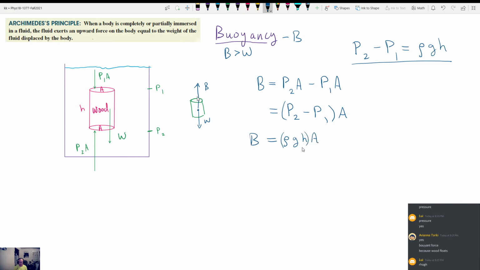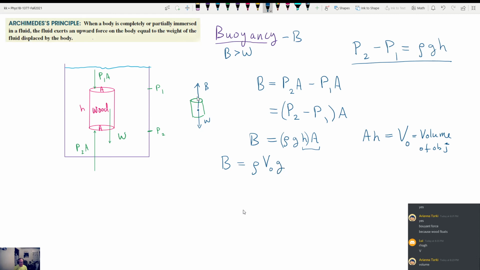And then say, okay, wait a minute, what's H times A again? That was volume. That's the volume of our object now. So I'm going to write this as volume with an O to represent the volume of the object, okay? You'll see why that matters here. Maybe not tonight, but definitely next week. So now our equation becomes B is equal to rho multiplied by the volume of the object multiplied by G.